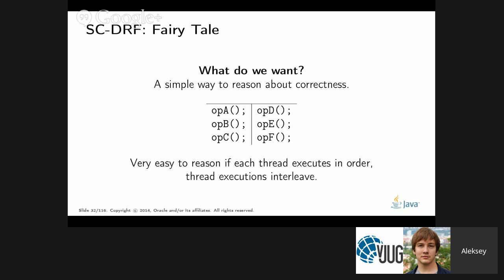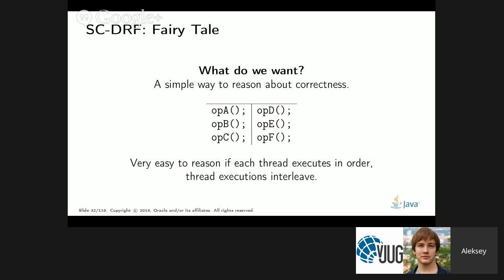If we have a multi-threaded program and one thread executes operations A, B, and C, and the other thread executes operations D, E, and F, we as programmers, as humans, would like to think that this program executes in some sane order. The operations within one thread should probably execute in the order defined by the program itself, right? Because otherwise you cannot debug this thing.